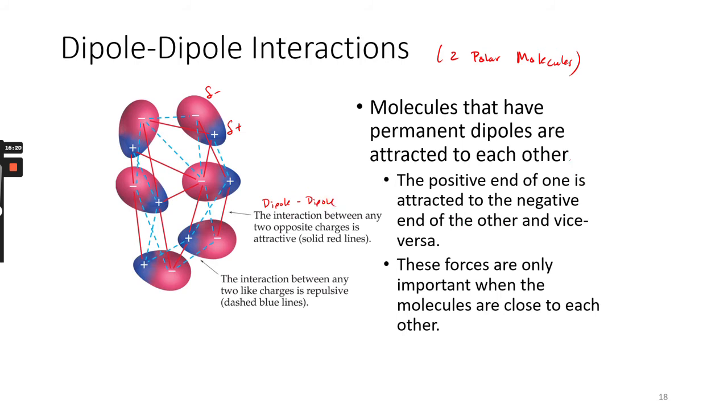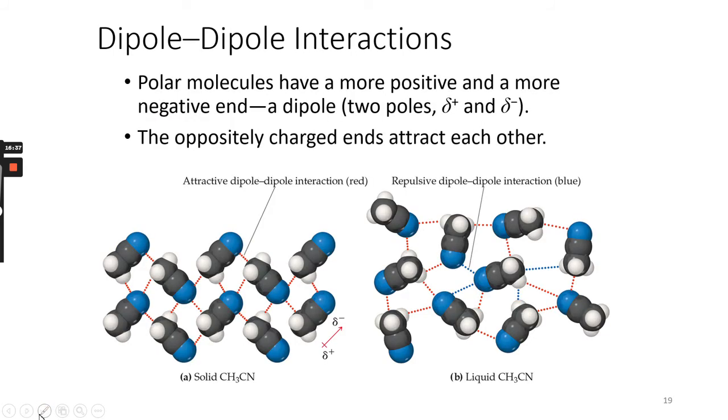Molecules that have permanent dipoles are attracted to each other. The positive end of one molecule is attracted to the negative end of the other molecule. These forces are important when molecules are close to each other. So for dipole interactions to occur, you need to be close to each other. Here's another picture of dipole-dipole interactions. Polar molecules have a more positive and a more negative side. They have two poles, the partial positive and the partial negative. So here you see this side is partial positive and this side is partial negative. The partial negative is going to be attracted to the partial positive, and that is your dipole-dipole interactions.